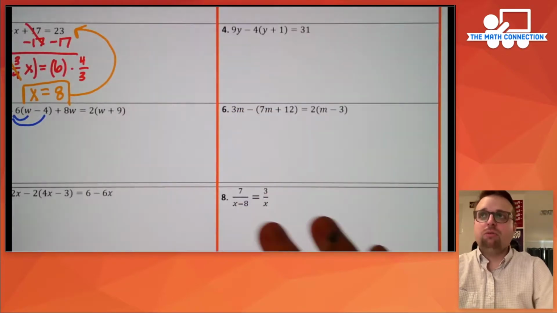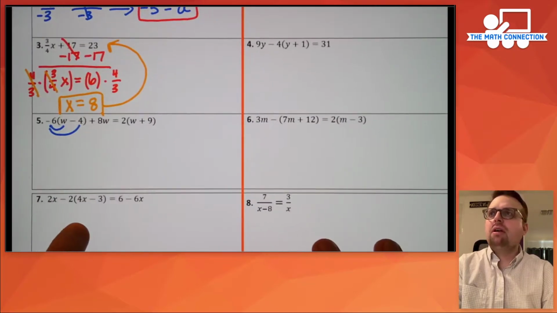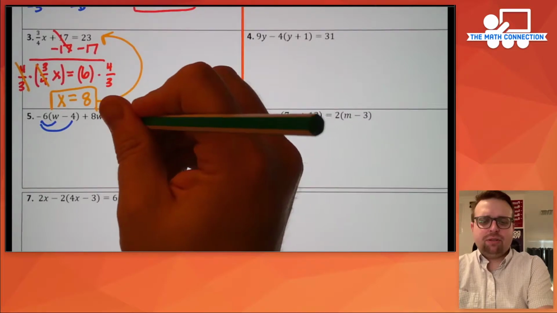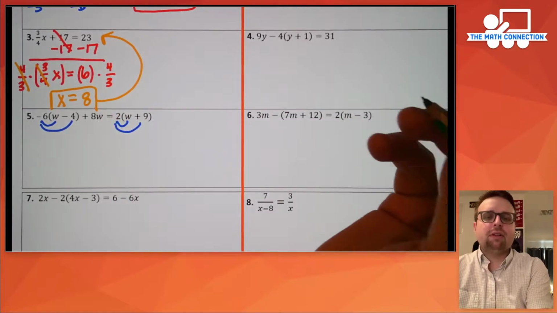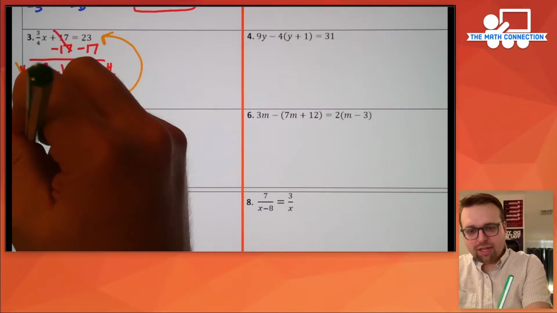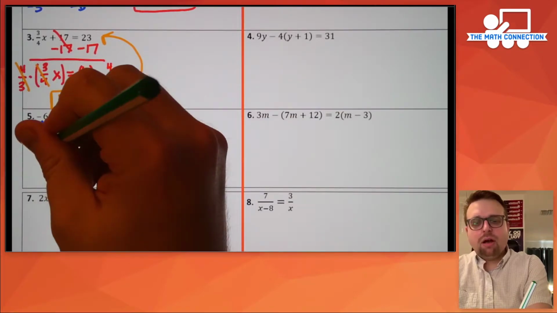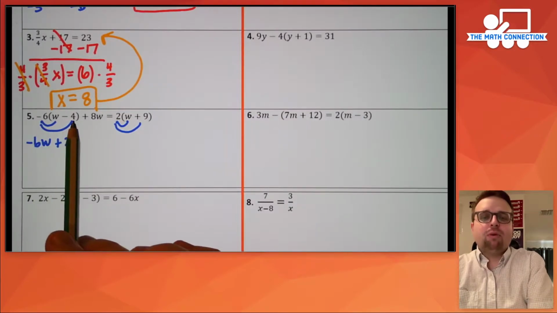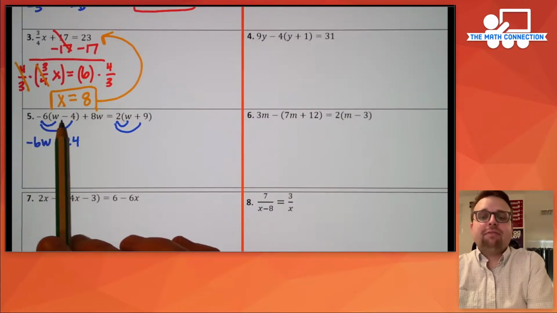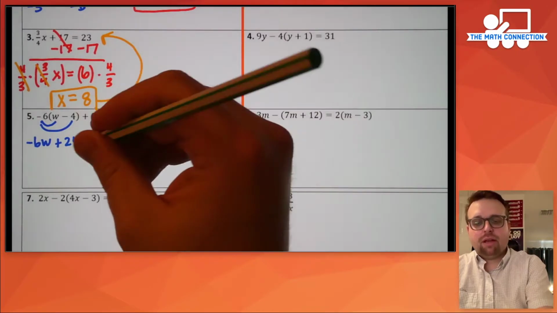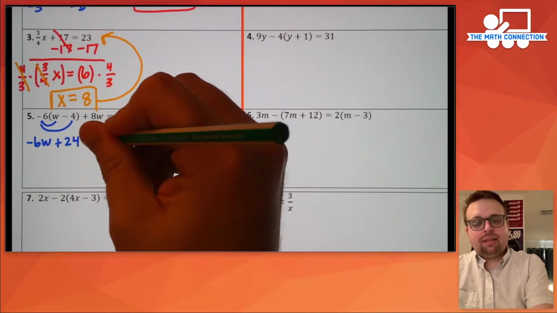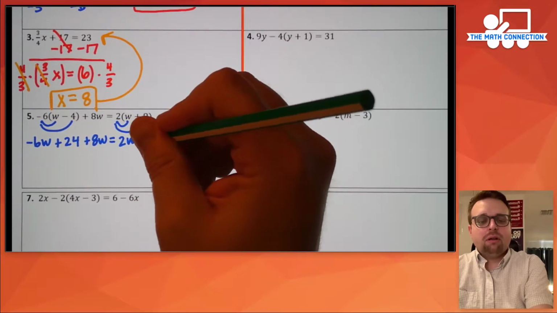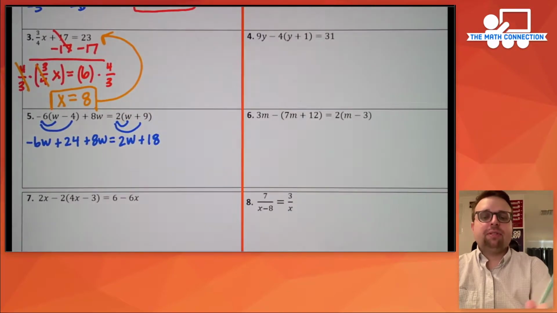The other parentheses that I'm going to work on is going to be 2 times w and then 2 times 9. So let's rewrite this equation. It's negative 6w plus 24. Okay, because 6 times 4 is 24, and negative times a negative makes it positive. Okay, plus 8w. And then on the other side, we have 2w plus 18, because 9 times 2 is 18.